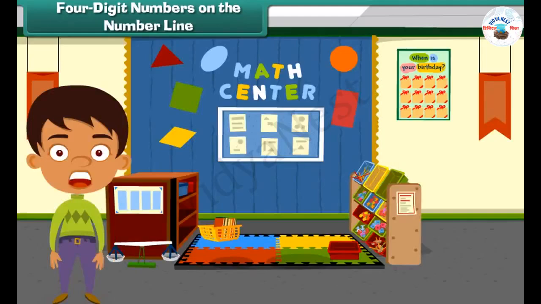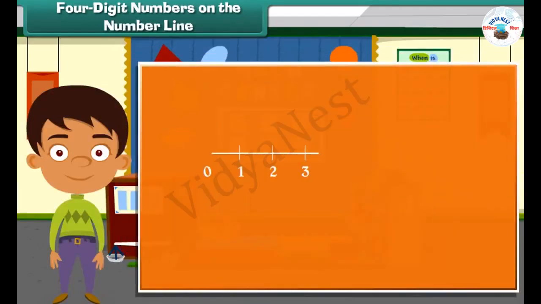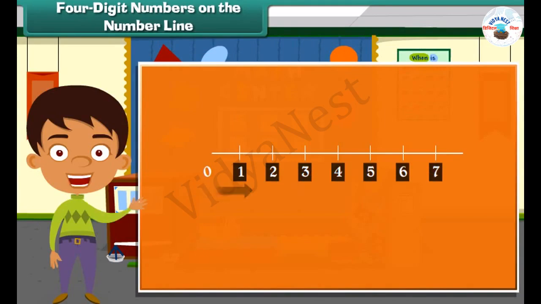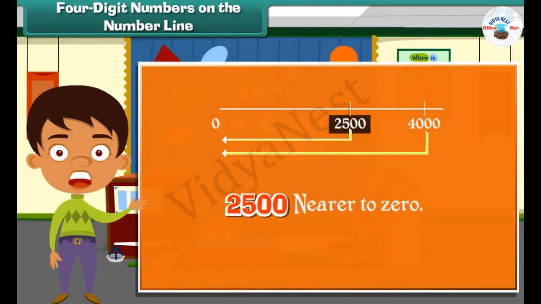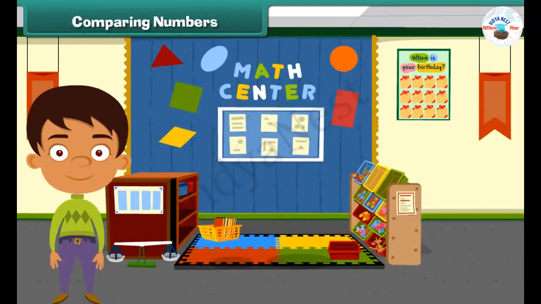4-digit numbers on the number line. A number line is a line used to represent numbers. A number line has equally spaced divisions. The smaller numbers are placed nearer 0 than larger numbers. Compare the positions of 4,000 and 2,500 on the number line. Which number will be nearer 0? Which of the two is bigger? 2,500 will be nearer 0. 4,000 is bigger.